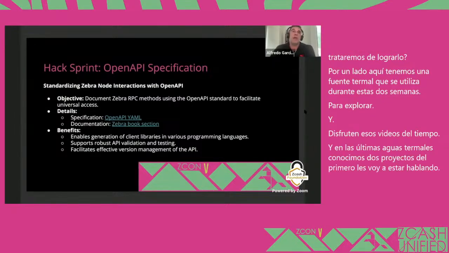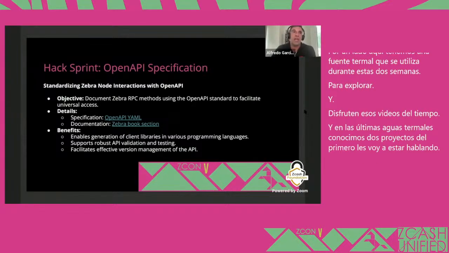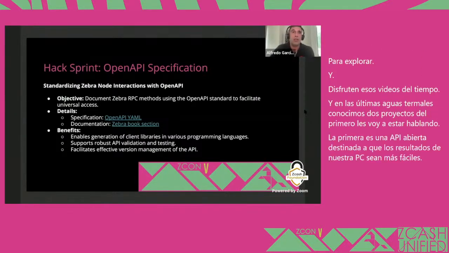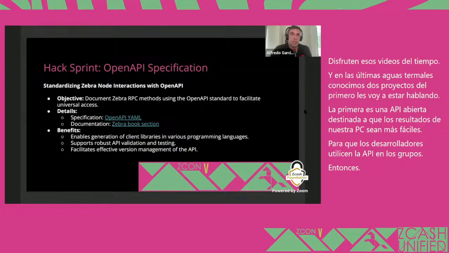The first one is an open API spec for our RPC methods, making it easier for developers to use the API with tools like a Swagger editor. So we knew the documentation of the Zebra RPC methods was only available in the rendered developer documentation or in the code itself, which is inconvenient for the casual user.